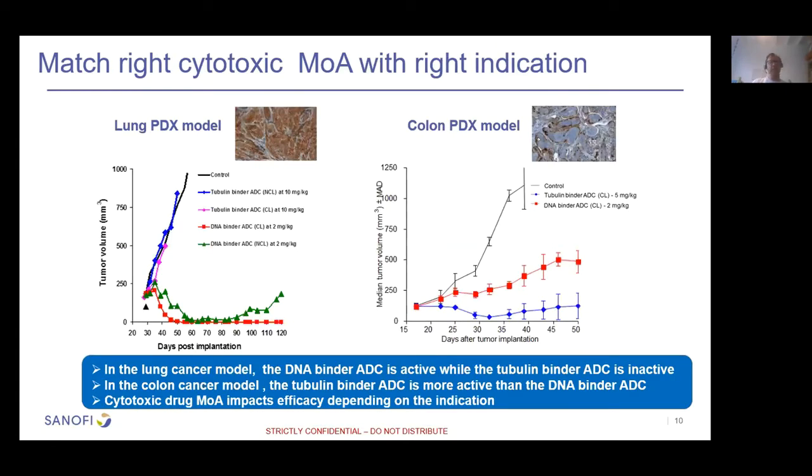it is really critical to match the right mechanism of action with the right indication. To illustrate this statement, we did some internal experiments showing, through a head-to-head comparison of a tubulin binder ADC versus a DNA binder ADC in a lung PDX model and a colon PDX model, that in the lung PDX model the tubulin binder ADC was almost inactive, while the DNA binder ADC was pretty active. And in the colon model, it is almost the opposite, since the tubulin binder is more active. And this is obviously associated with the level of expression of the antigen for each tumor.